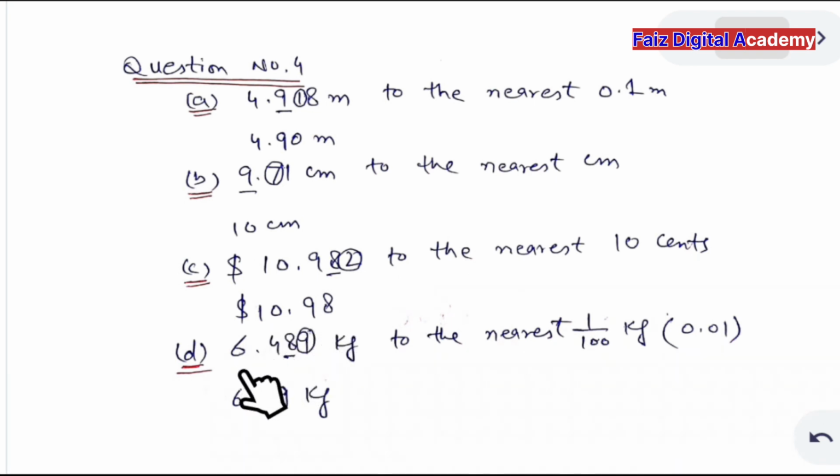It is 10.98. Then 6.489 kg to the nearest 1 over 100 kg, and if we divide 1 over 100 kg it is 0.01. So it means we have to solve it up to 2 decimals, and the second decimal is decided on the basis of the third number. The third number is 9, which is bigger than 5, so this 8 becomes 9, and the next number is written as 0.